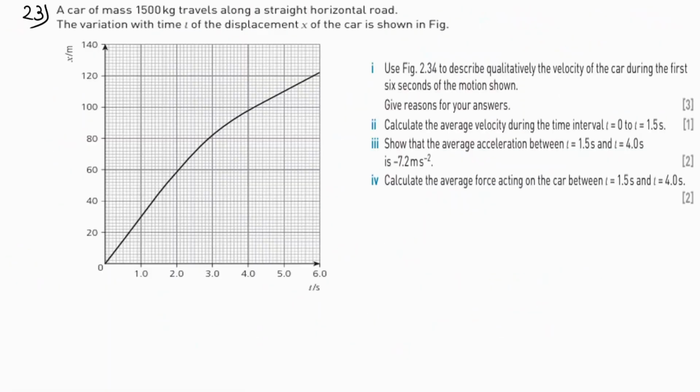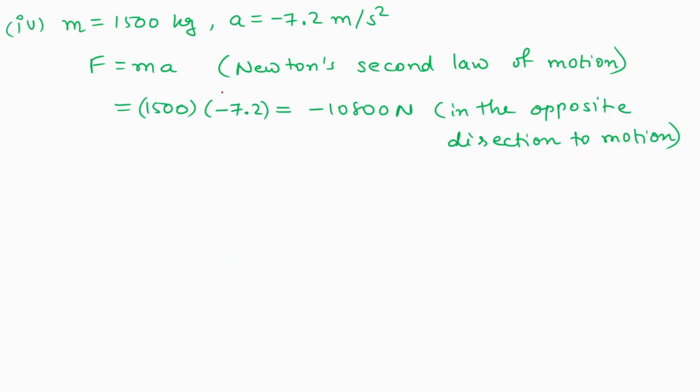So, this is about question number 3. Now, question number 4 says: calculate the average force acting on the car between 1.5 seconds and 4 seconds. They have given a mass over here, which is 1500 kilograms, and a, which we have calculated before, is minus 7.2 meters per second squared.